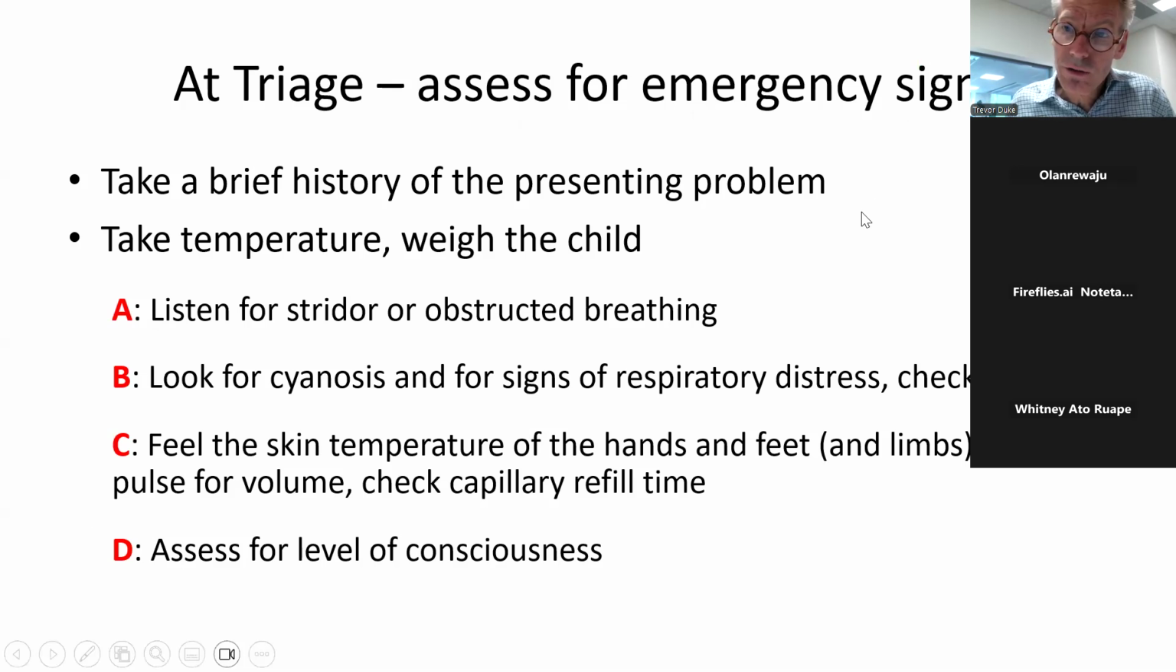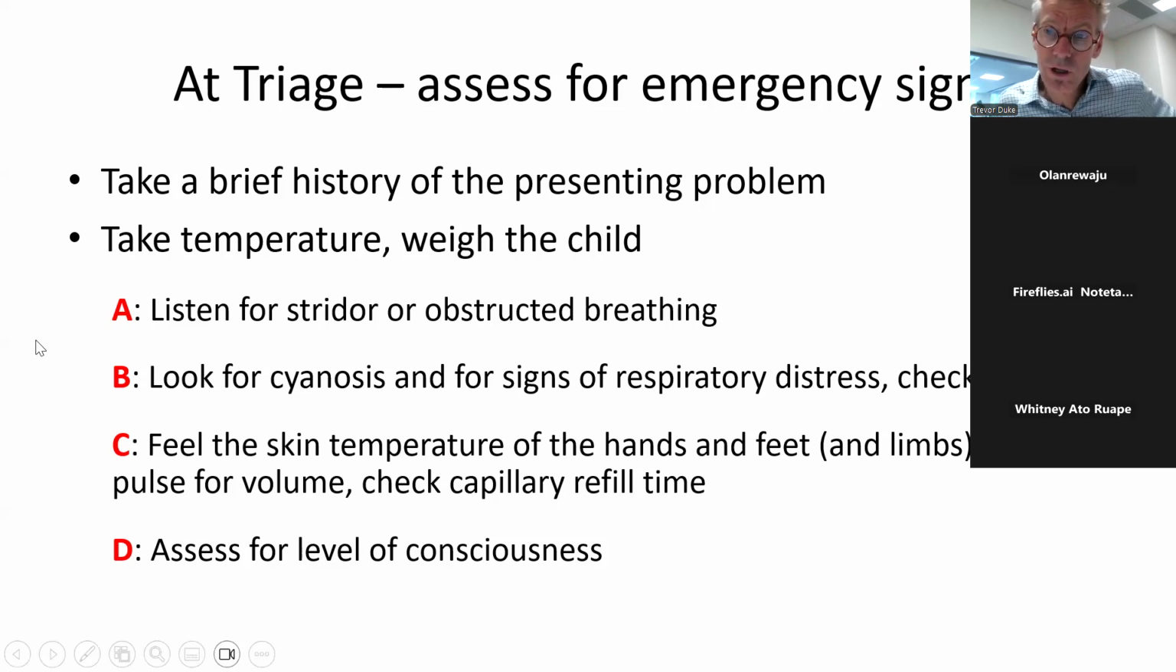At triage, we've talked about this before, but you take a brief history, as we said, a 2-day history of fever and some respiratory symptoms, and then having seizures. You take the child's temperature, it was 38.6, and weigh the child so you can calculate drug doses appropriately, and you can assess whether or not the child's well-nourished or undernourished or malnourished.